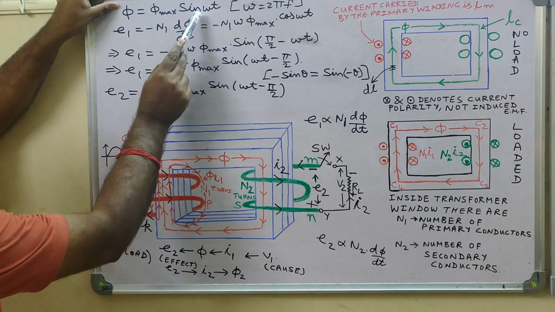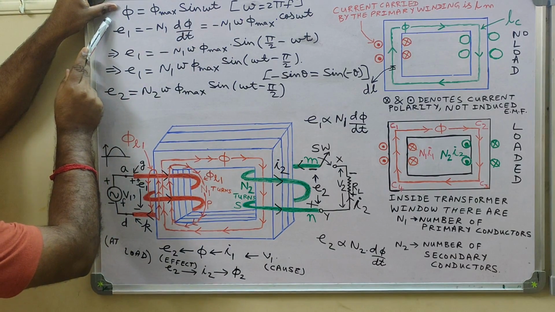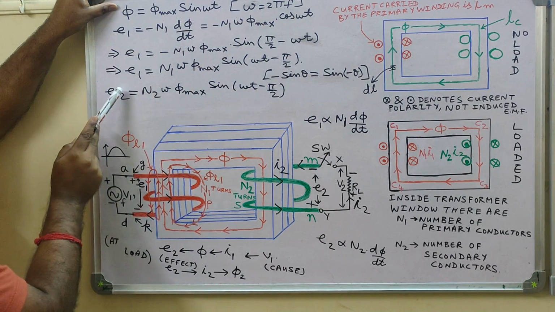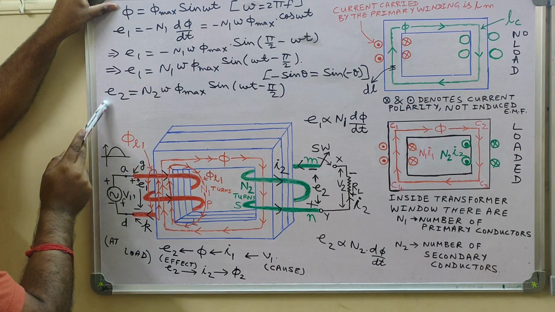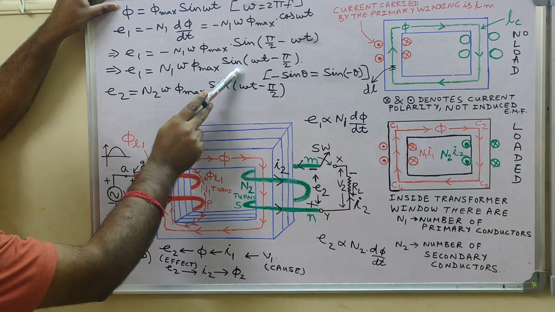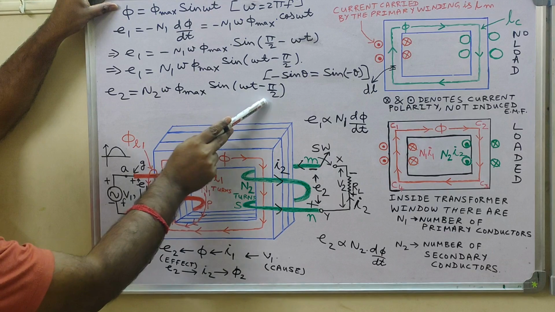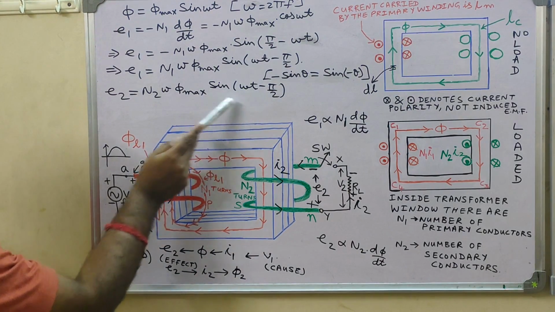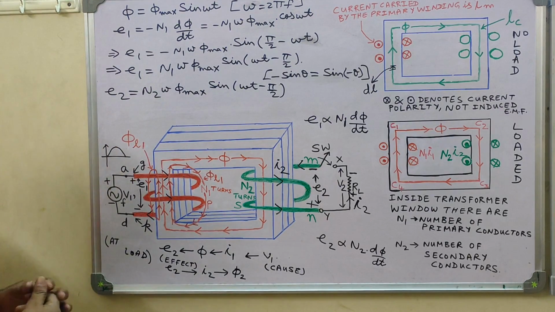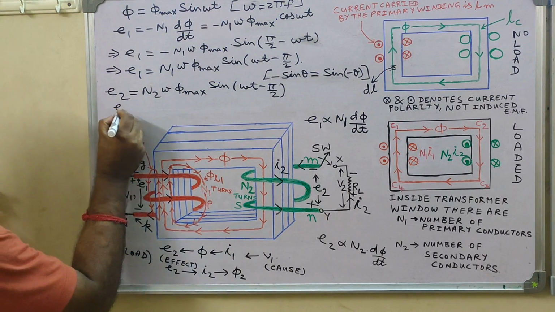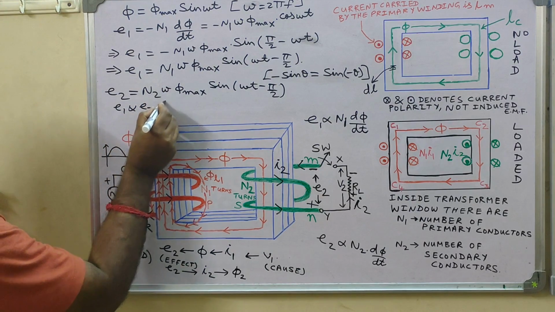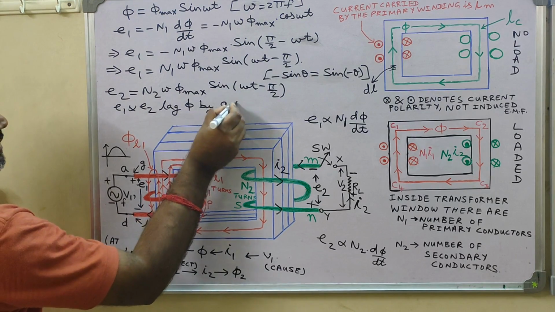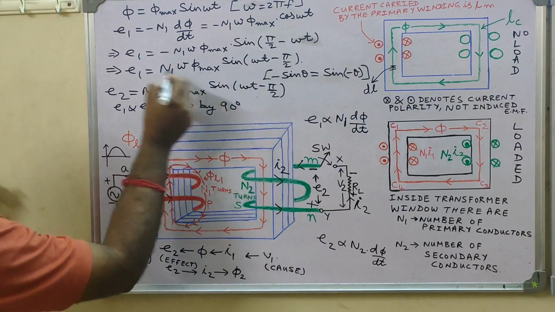You can simply compare the sine term. In case of flux phi, what is the term? Sine omega t. But in case of induced EMF E1 and E2, what is the term? Sine of omega t minus pi by 2. So you are subtracting pi by 2 from omega t. That means E1 and E2 are lagging phi by 90 degrees. So we can write E1 and E2 lag flux phi by 90 degrees. This is concluded from the equation above which we have derived.